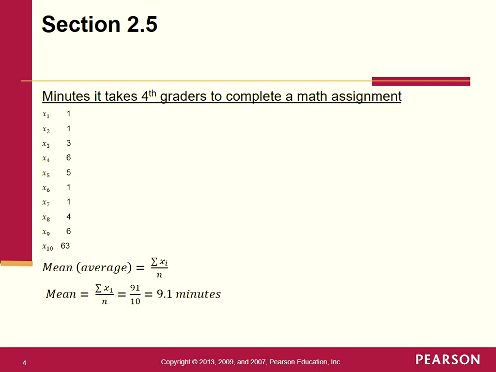Now, if you took a look at the first nine observations here, 1 through 6 down here, would you have expected the average to turn out to be 9.1 with just one more observation? Probably not. So 63 is clearly an outlier. And what did the outlier do? It really affected the mean here, right? It pulled on the mean. It pulled the mean in its direction.